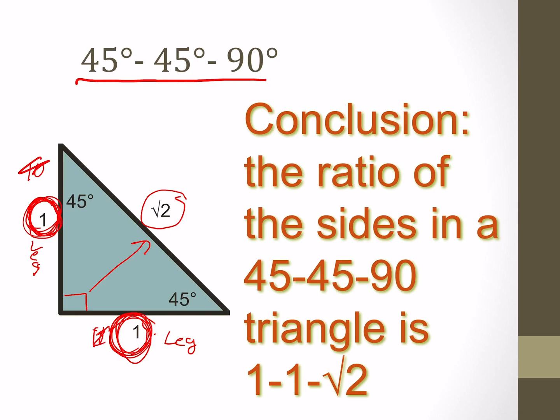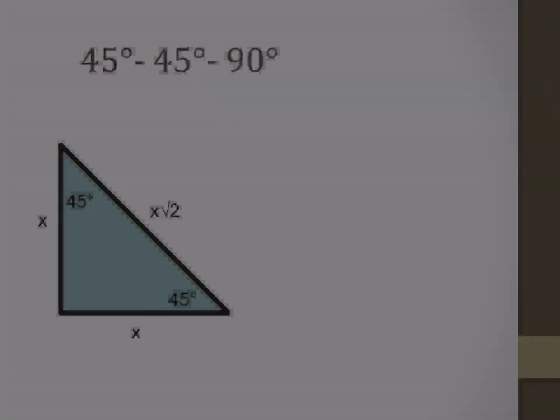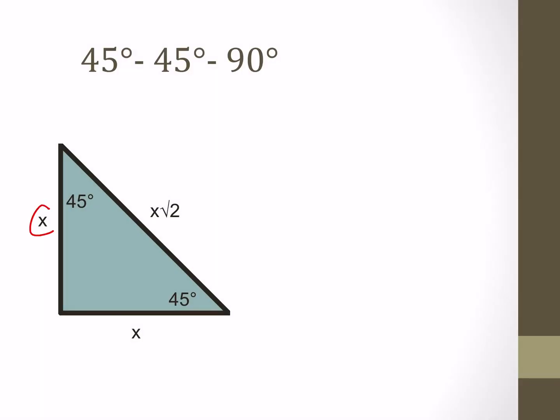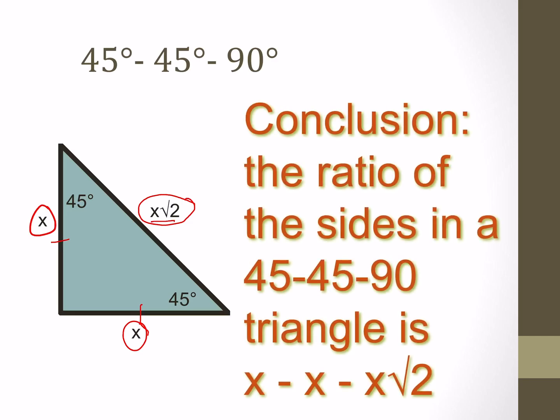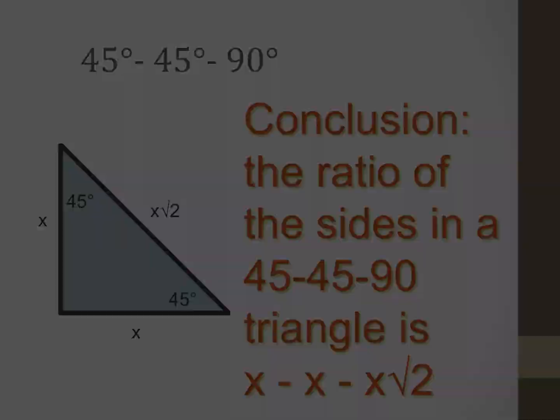And then the ratio of the hypotenuse is radical 2. So if we're going to put that in algebraic terms, we can say that each of the legs, now we know that these sides are congruent, are x. And the hypotenuse is x times radical 2. Okay, so it sounds confusing, but watch these examples. I think you're going to pick up on it really quickly. So what you need to memorize is x, x, and x radical 2 for a 45, 45, 90 triangle.